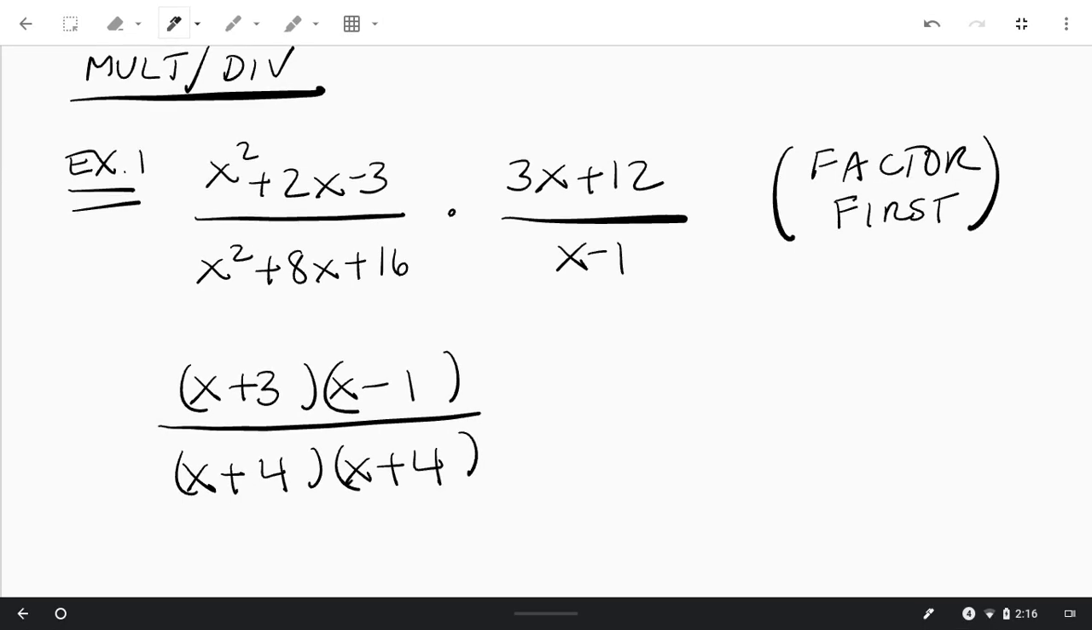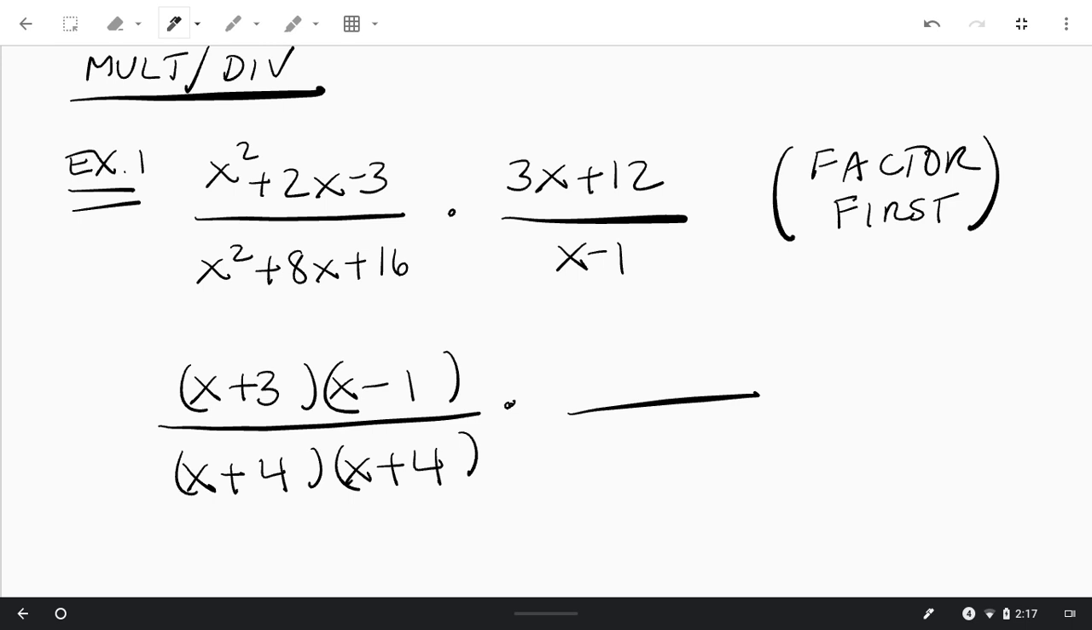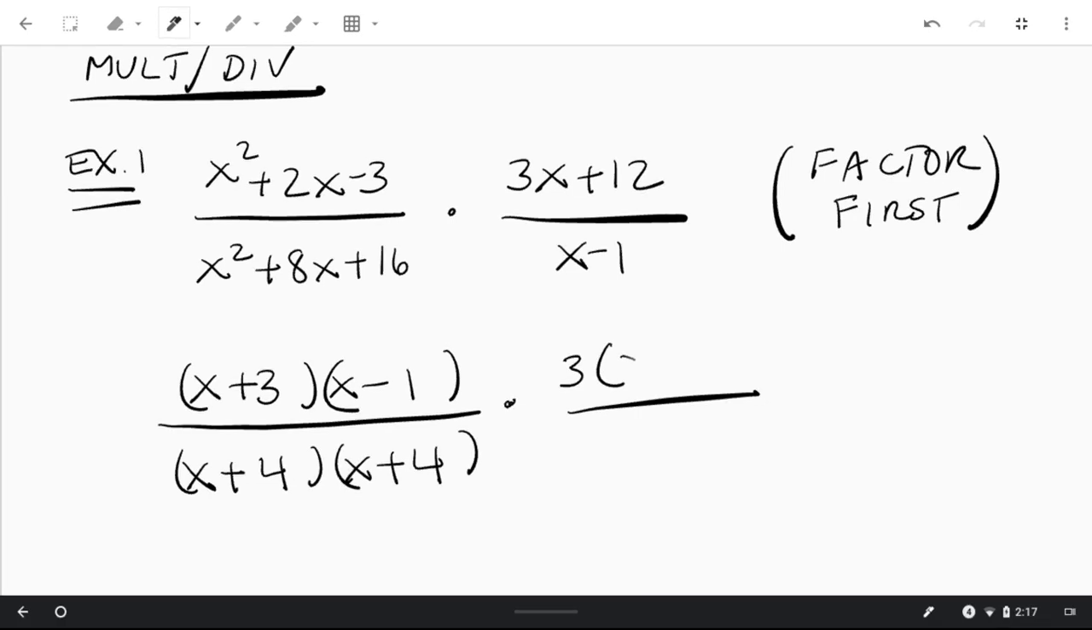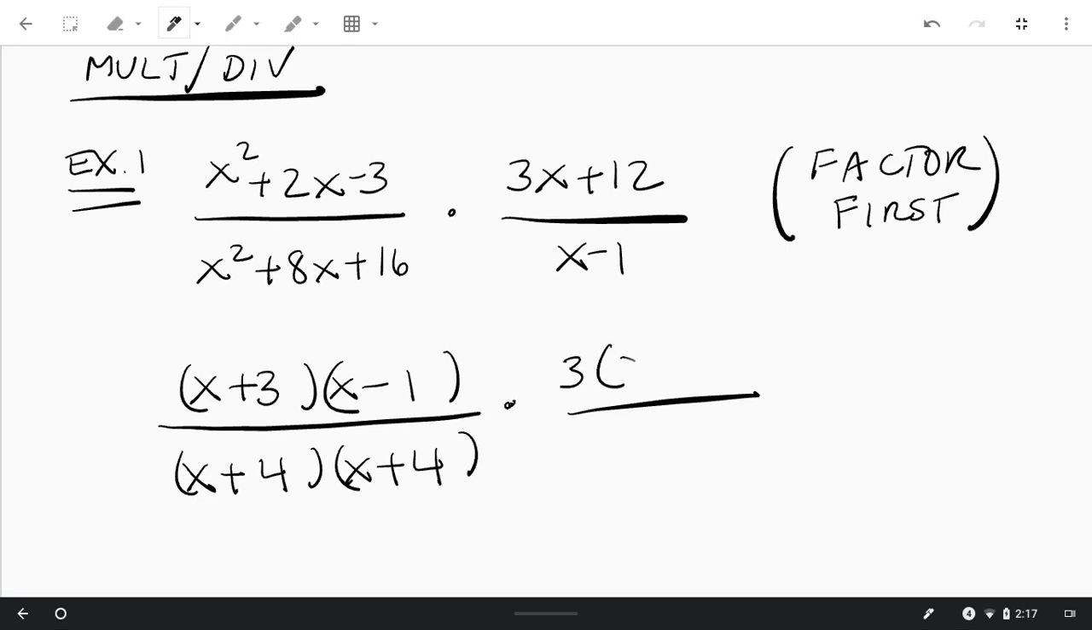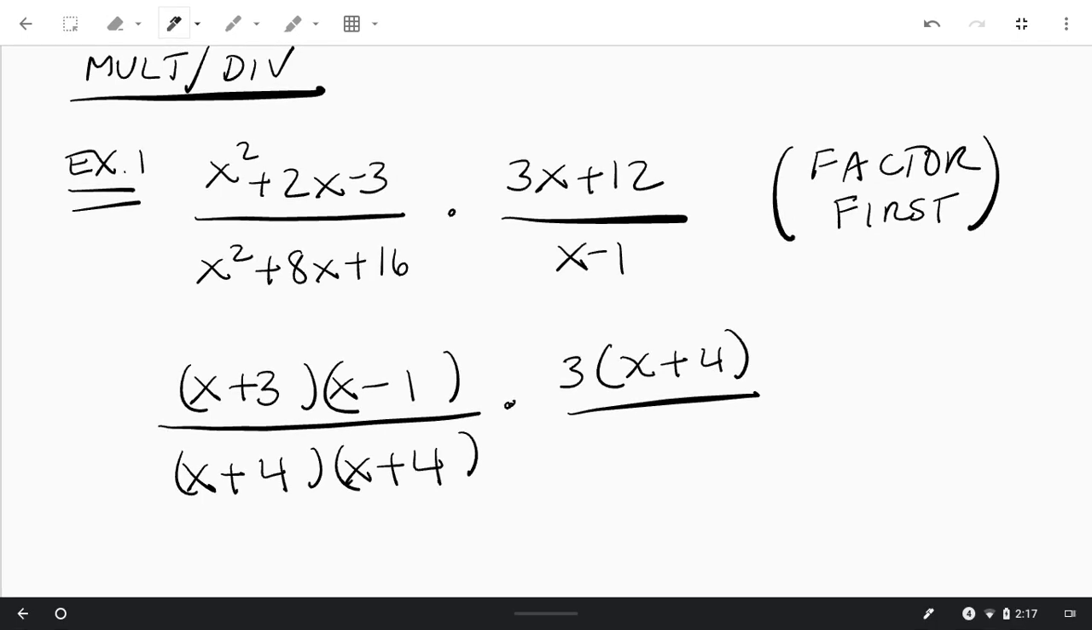Okay, good. And then up here in this second numerator, this is going to be one of those GCF kind of factoring where you take a look at them and you see what they have in common. So they both have 3 in common. So I'm going to factor out a 3 and I will be left with x plus 4. And then down below, that is just going to be x minus 1.